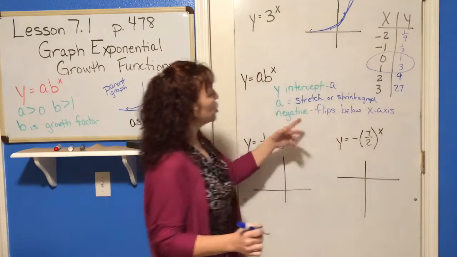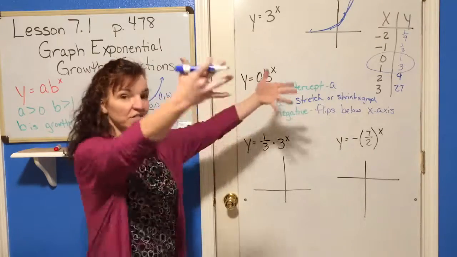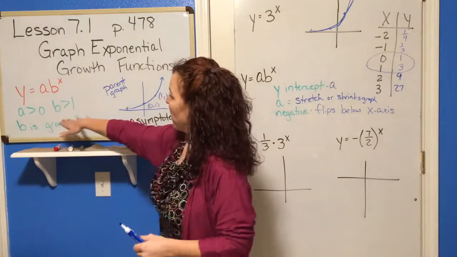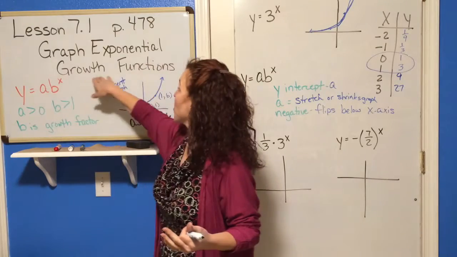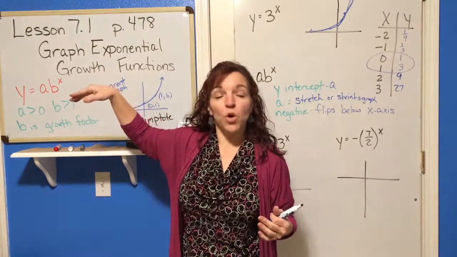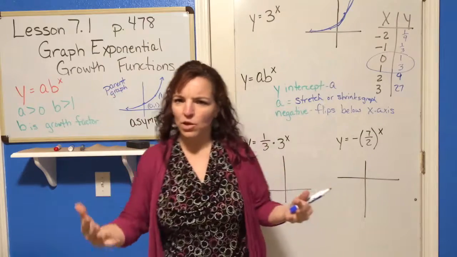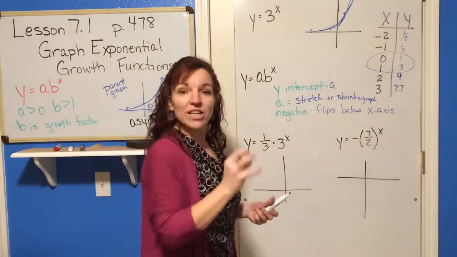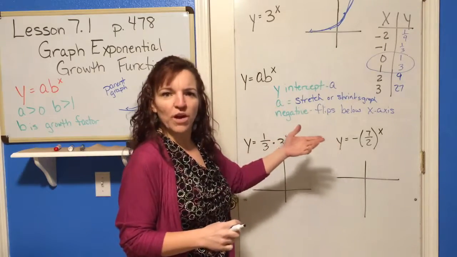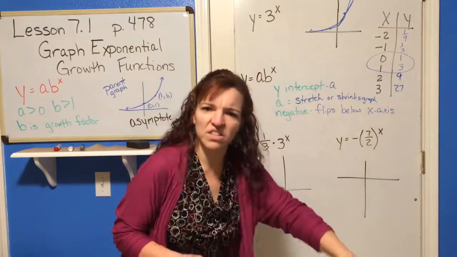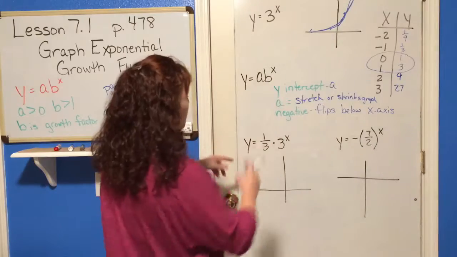Now, one thing to note, if you have a negative a and it flips below, remember then your a is not greater than 0, so it's not a growth function. It's not an exponential growth function. It's still a function and it's still a graph, but we don't call it an exponential growth function. And it'll be obvious when we graph one why. You'll see if it's not growing, it's falling. Huh. So here we go.